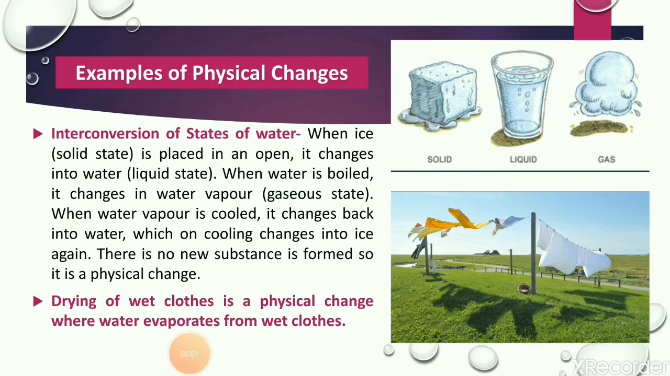So now students, we will see the examples of physical changes. So first one is interconversion of states of water. As we know that there are three states of water, that is solid, liquid and gas. In solid form, water is present in ice form. Then in liquid form it is present as water, and in gaseous state it is present as water vapor. So these three are the states of water, that is ice, water and water vapor, and these three forms are interconvertible. When they convert into one another, there will be no formation of a new substance. That is why the interconversion is a physical change.